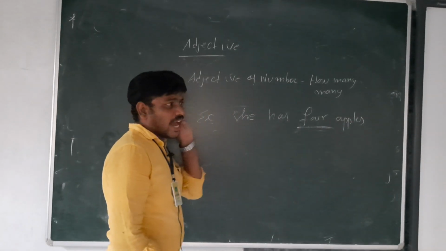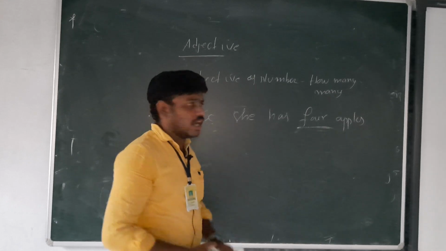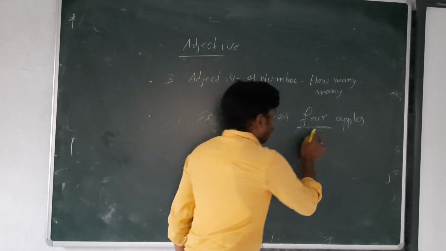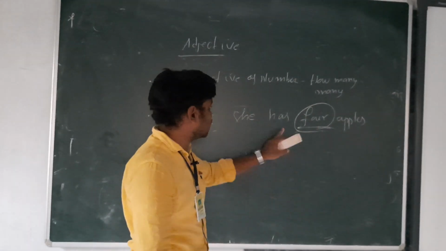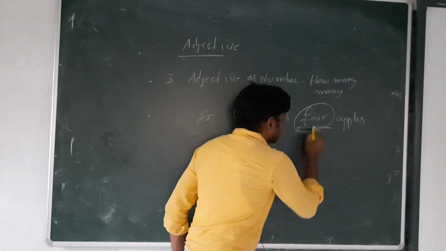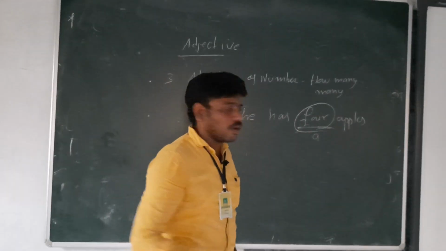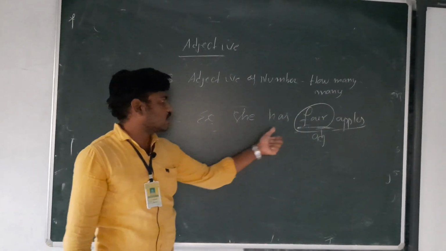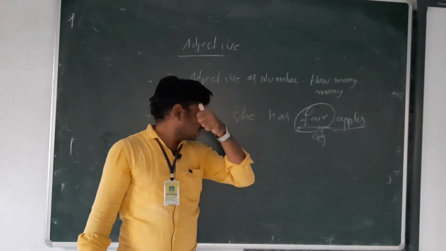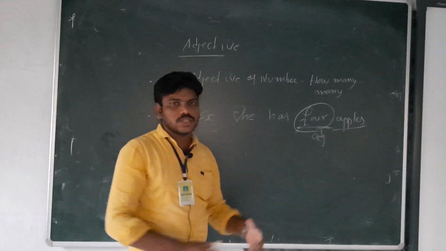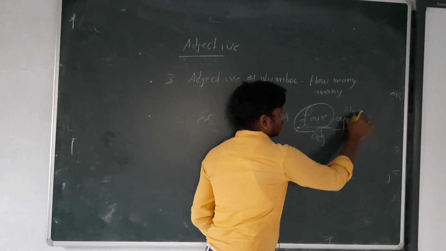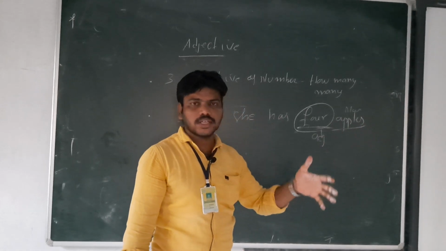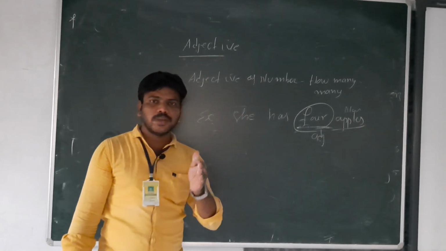He has 2 sisters. These are also adjectives of number. So how many apples does she have? She has 4 apples. So 4 is which adjective? Adjective of number. Apple is noun. 4 is adjective. So adjective is placed before a noun.